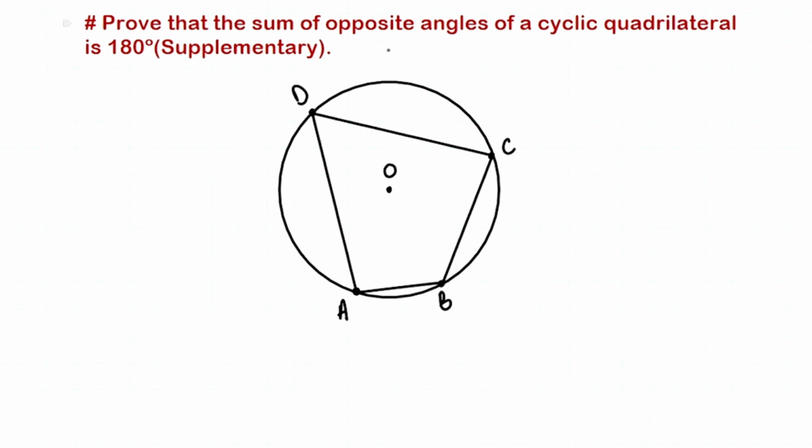Now, what our theorem tells us is that the sum of the opposite angles of this cyclic quadrilateral is 180 degrees. So, if we add this angle D and angle B, we would get 180 degrees. And if we add this angle A with angle C, right, the opposite angles, again, you'll get 180 degrees. Now, how do we prove this theorem?